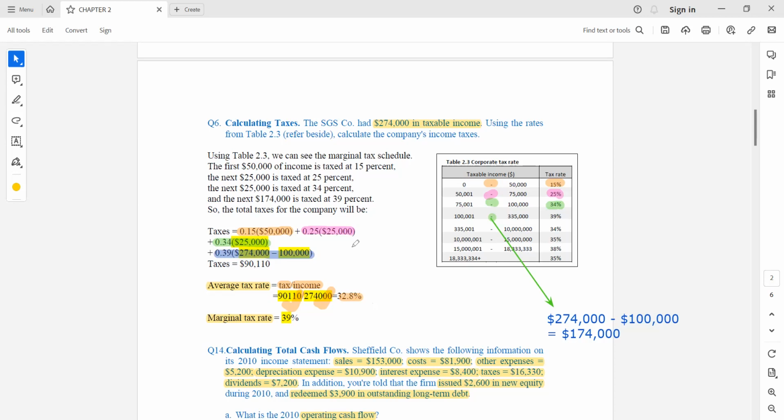But how do you get your marginal tax rate? Marginal tax rate, you don't have to do any calculation. What is marginal tax rate? Marginal tax rate means the tax rate that you are subject to for the next dollar that you earn.